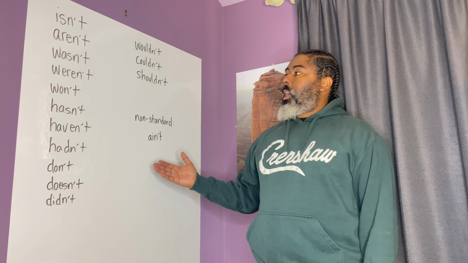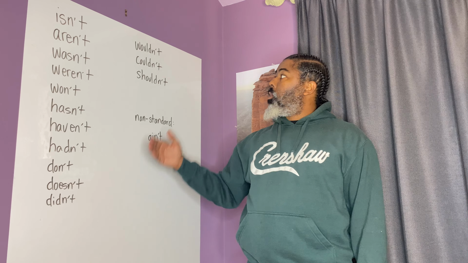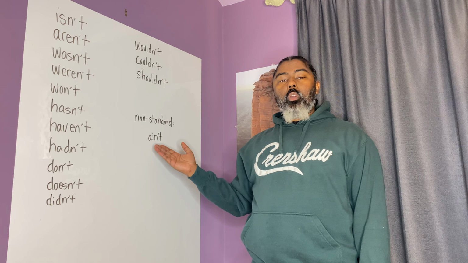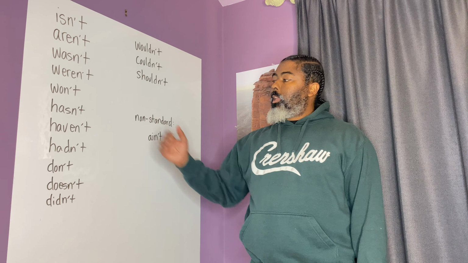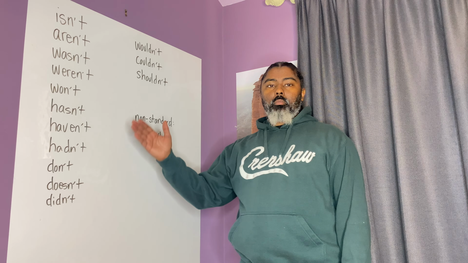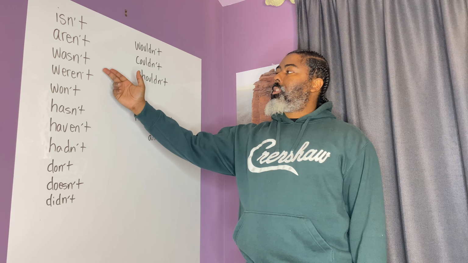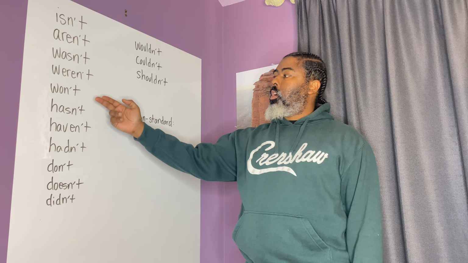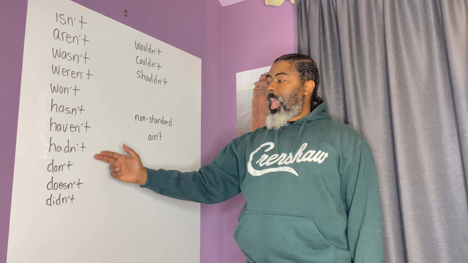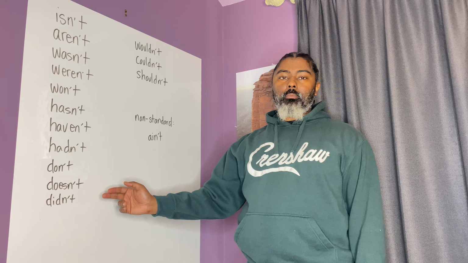In today's lesson, we will be looking at negative contractions and how to pronounce them. On the board here, we have a list of negative contractions. We have the basics, we have 3 conditionals, and we have a non-standard form. Let's read the basic contractions. Isn't, aren't, wasn't, weren't, won't, hasn't, haven't, hadn't, don't, doesn't, didn't.